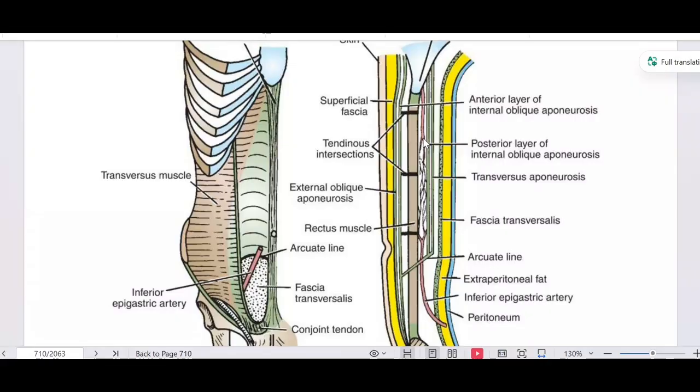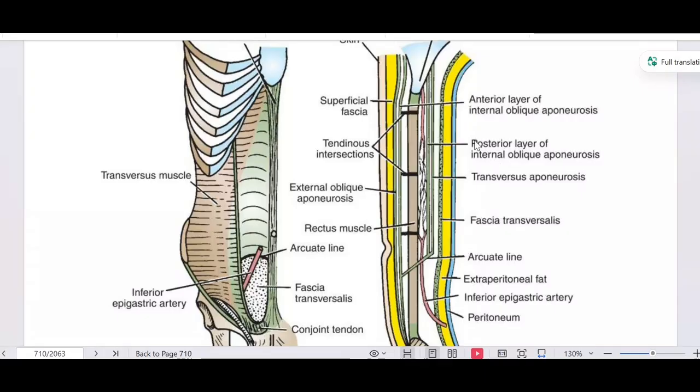So the superior epigastric artery is a terminal branch of the internal thoracic artery, and the internal thoracic artery is in turn the terminal branch of the subclavian artery. At the same time, the inferior epigastric artery is a branch of the external iliac artery, and the external iliac artery gives rise to the inferior epigastric artery just above the level of the inguinal ligament. That means you can see that there is an anastomosis between the inferior epigastric artery and the superior epigastric artery.